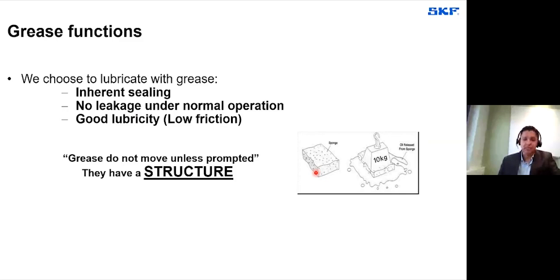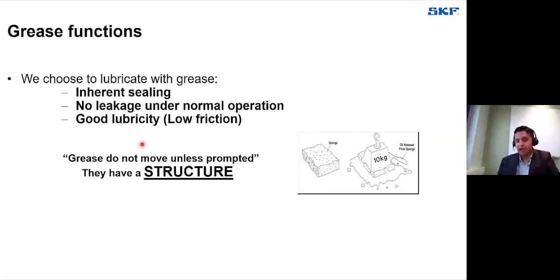And another important aspect is good lubricity. That means low friction. When you lubricate a bearing with grease, normally in the contact only the minimum quantity of the lubricant is available. When compared to oil lubrication, where you have a bulk quantity, you are going to get lower friction compared to an oil lubricated bearing.